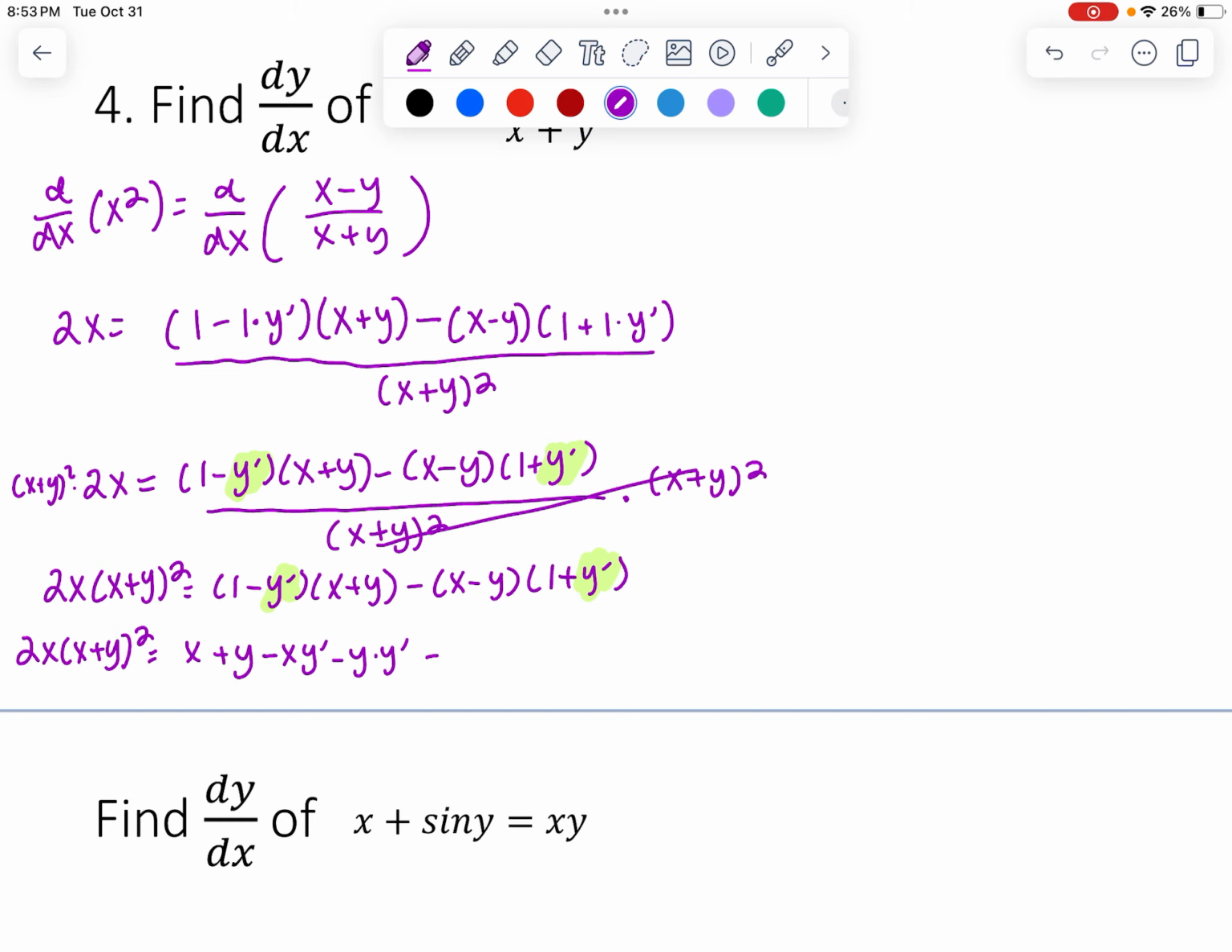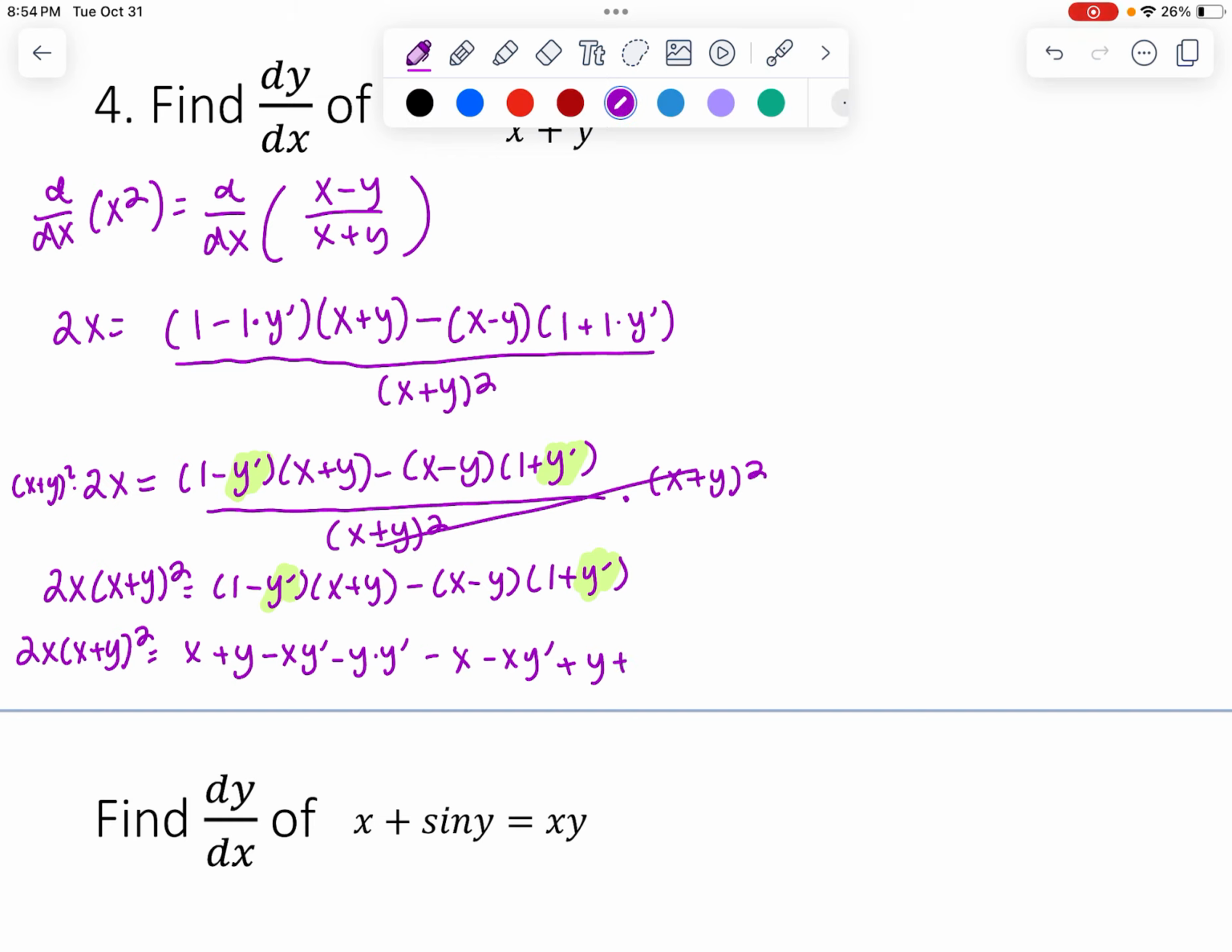Now the next part. Because this is a minus sign, anything I get, I'm just going to flip the operation sign. So x times 1 is x, so I'm going to write minus x. X times y prime is xy prime, but because of this minus sign, it's going to be a minus xy prime. Negative y times 1 is negative y, because of that, plus y. And then finally, negative y times y prime is going to be negative y y prime, but this makes it positive.